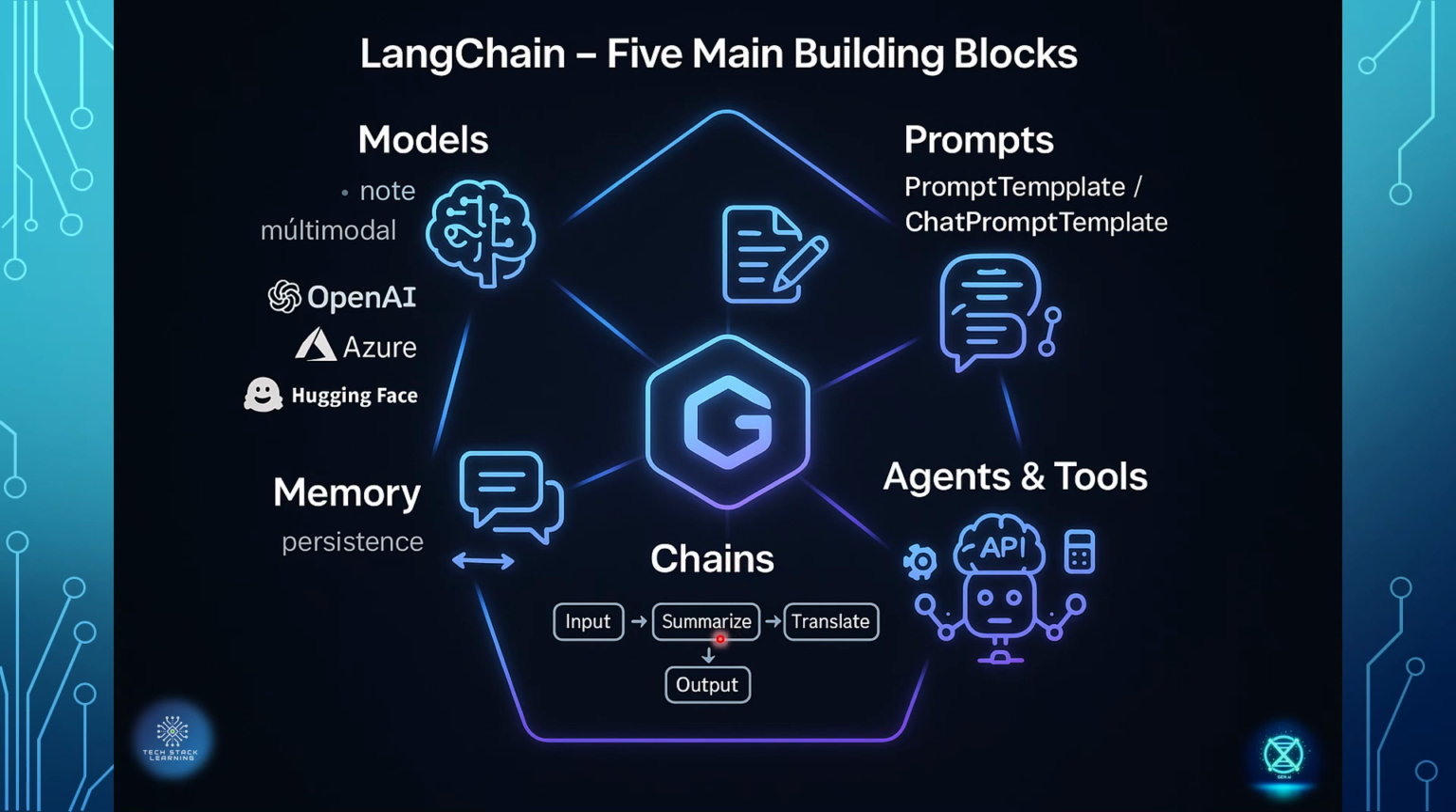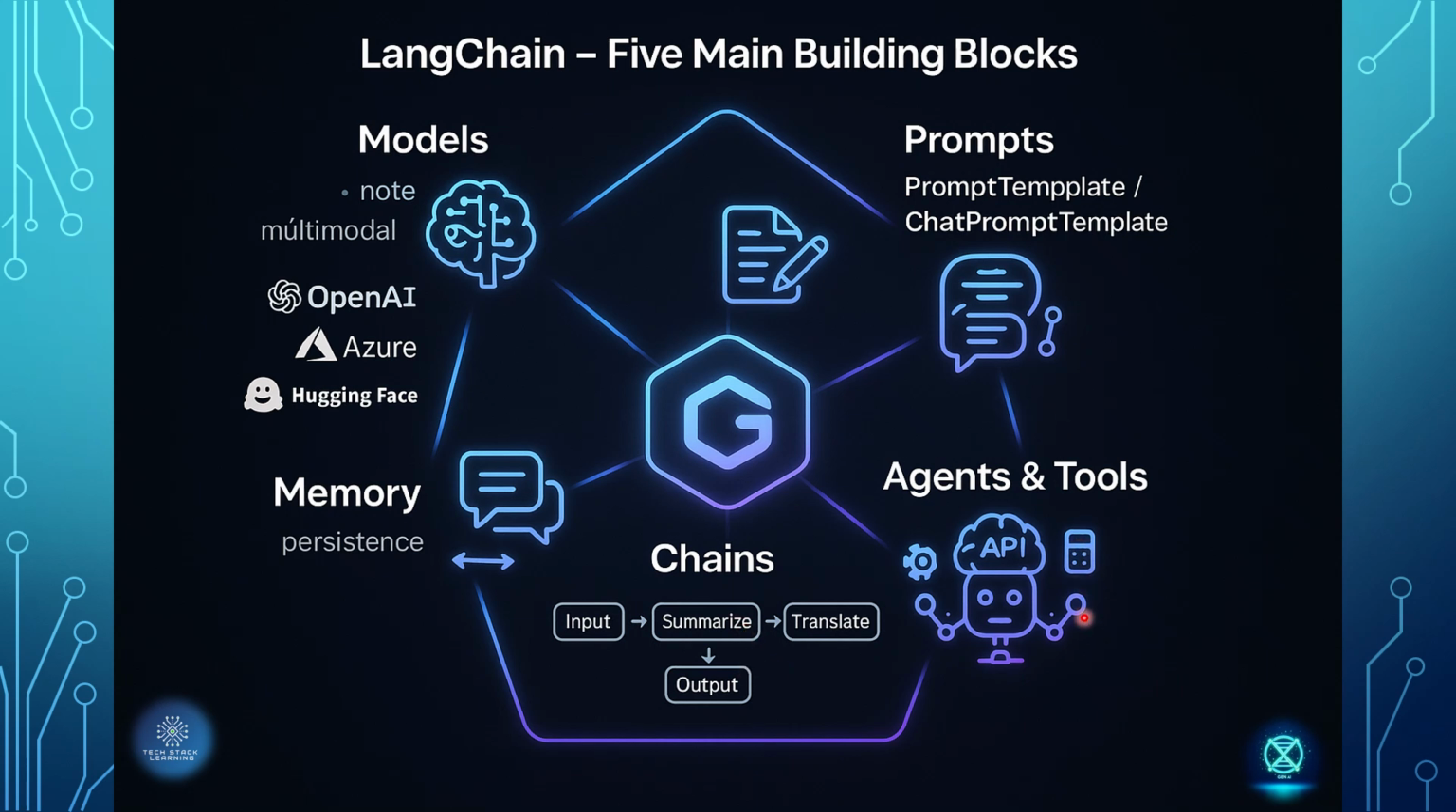And then come the chains. Basically, this combines multiple components in sequence, or we can say it's like a workflow, right? Like for example, if you see here, take an input, then you summarize it, then translate, and then you give the final response. This is basically chaining, right? So that is one of the biggest advantages of using LangChain.